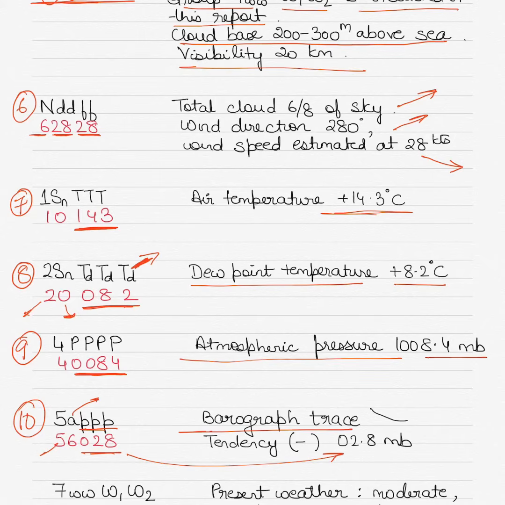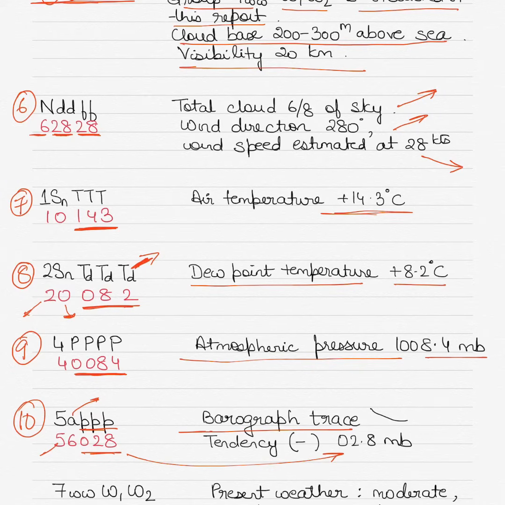So again, if you go into the relevant table, you will find that you can get the barographic trace as well from there, and that will give you the details of the tendency of the pressure that it is showing. So you just have to go into the relevant table and find out the information from it.